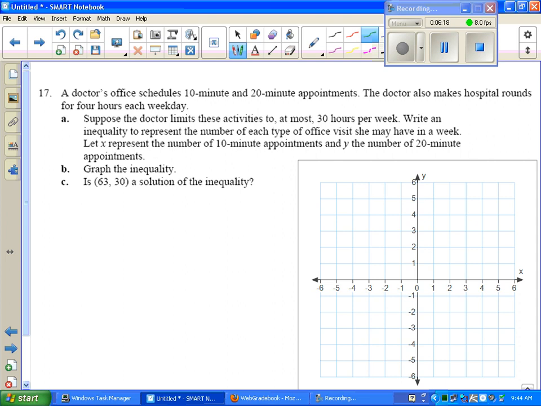Now there's a lot involved in this problem. First thing you need to notice is that it's talking about 10 and 20-minute appointments, and then she doesn't want to go more than 30 hours per week. So you have to make that conversion there. And then it says she makes 4 hours for each weekday. So you need to take 4 and multiply it by each weekday. It would be 4 times 5. So it would be 20 that you'd have to add to it.